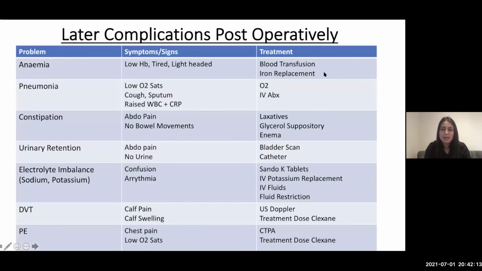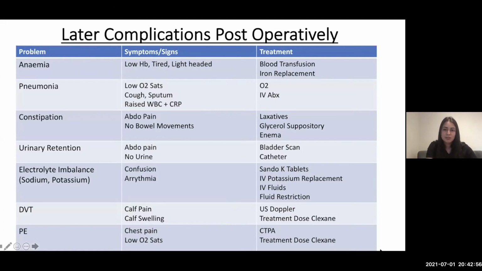So other complications which can happen post-operatively, these ones you may see either later in the day, after a few days, or even after a week post-operatively. Anemia is extremely common in orthopedics, particularly with the big bone surgeries. You would check their bloods and they've got a low hemoglobin. Generally, when you see them on the ward in the bed, they're quite tired. They might have difficulty doing some physiotherapy because when they stand up, they're lightheaded. These patients need blood transfusions or iron replacements, which can be with tablets or with IV replacement of iron.